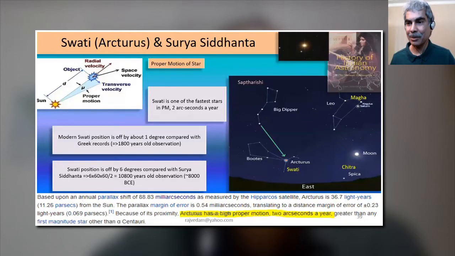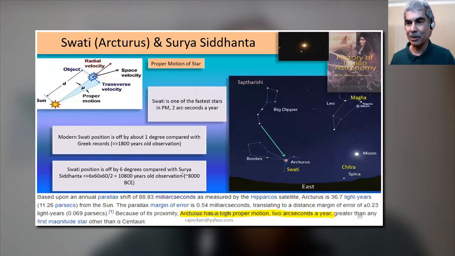So from our perspective, that three-dimensional motion has a spatial velocity, a transverse velocity, and a radial velocity, but we can't observe those things. What we can say is, if there is a reference angle, how quickly is this angle mu changing? That refers to the proper motion. And we know that Swati is one of the fastest stars in the sky in proper motion after Barnard's star. It is 2 arc seconds in a year. Swati is there in the ancient Greek record. Today's position of Swati is off by 1 degree compared to the Greek record. Based upon this, we know that the Greek records are 1800 years old.